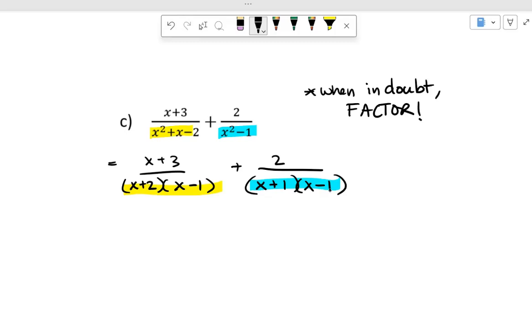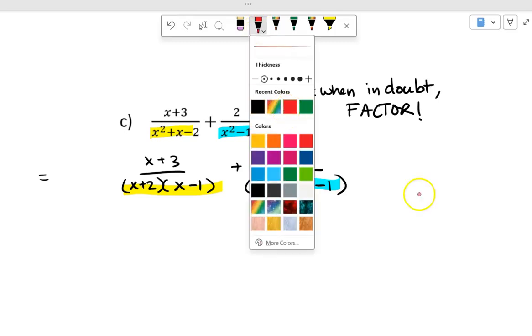And these are not common denominators. Unfortunately, we have to do a little bit of work if we want to combine them together. And we do want to combine them together because I said so. We have to combine them together because that's the whole point of this problem. So in order to combine them, we need the denominators to match.